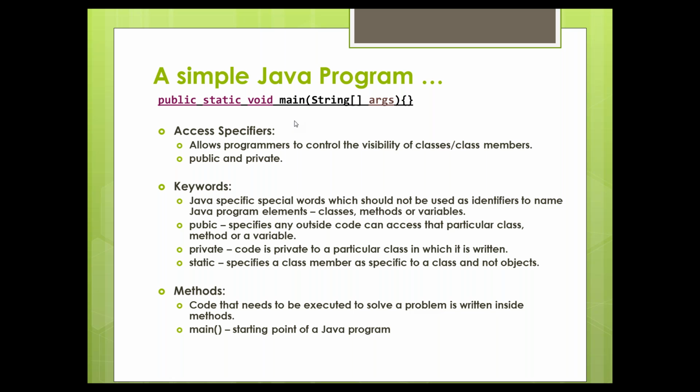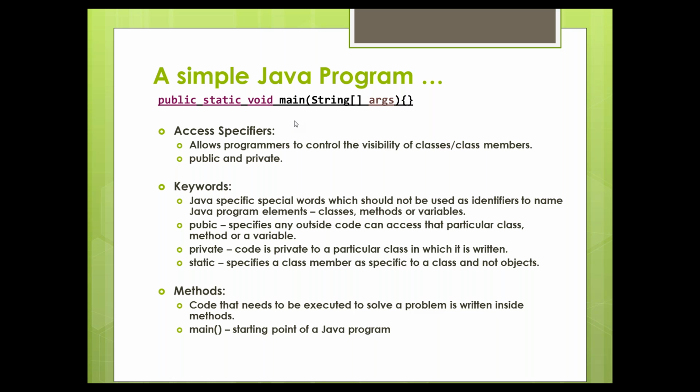You write a class and you want to execute it. When you compile, you generate your bytecode, and you have to execute that bytecode. There should be a starting point from where all your code starts executing. In Java, public static void main is the starting point from where your instructions start executing.